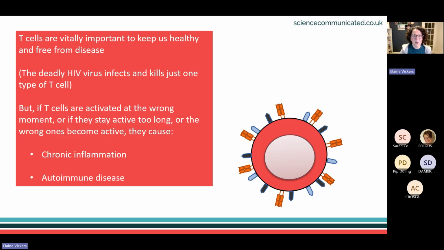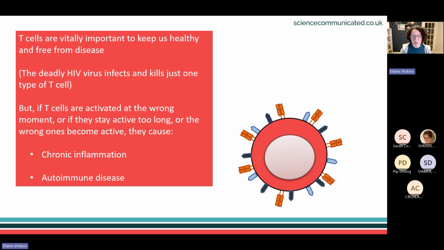T cells are vitally important to us. They keep us free of viruses, they keep us free of cancer cells, but if the wrong T cell is activated at the wrong moment in time or remains active for too long, or becomes activated despite reacting to healthy cells rather than damaged or virus infected cells, that T cell is likely to do a lot of harm. T cells remaining active beyond what is useful causes chronic inflammation. T cells that react to something on healthy cells are likely to cause an autoimmune problem.